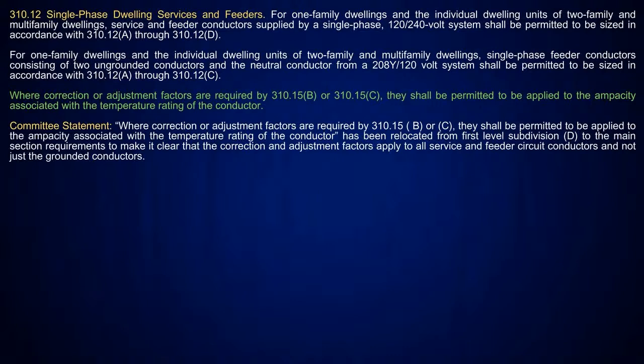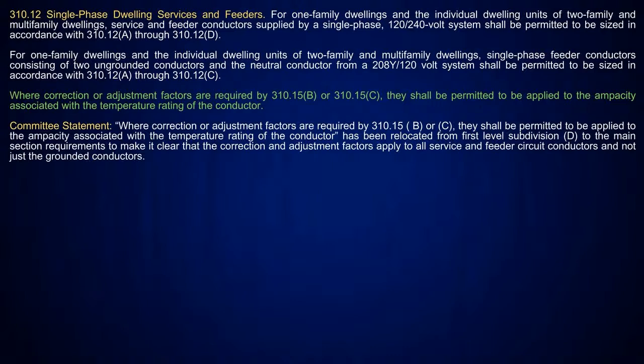Now, let's just say it was a THWN conductor, okay? If you look at that, it's going to tell you that the temperature rating of that conductor is 75 degrees C. That means when you're doing the derating for that conductor, you will do it based off the 75 degrees C rating there.